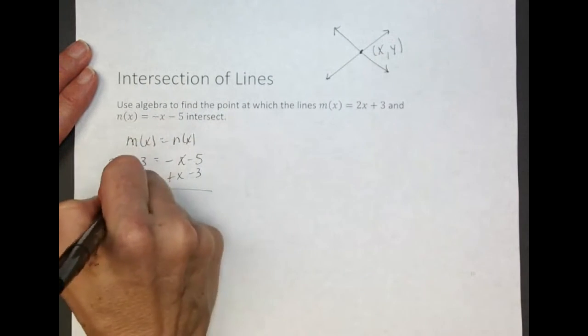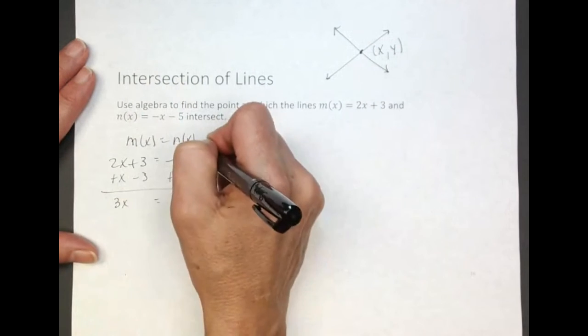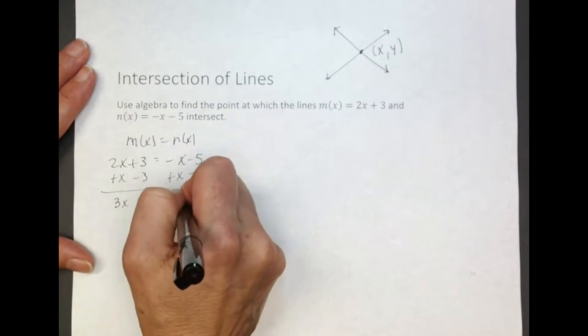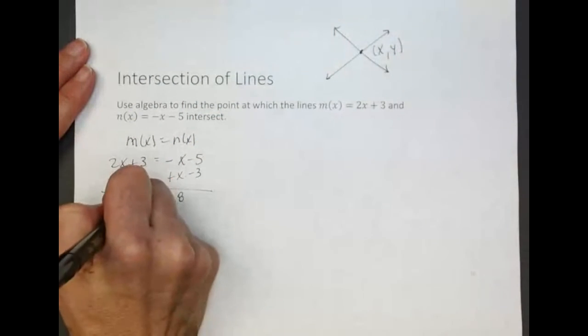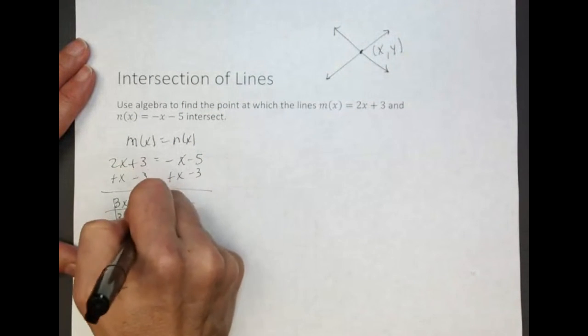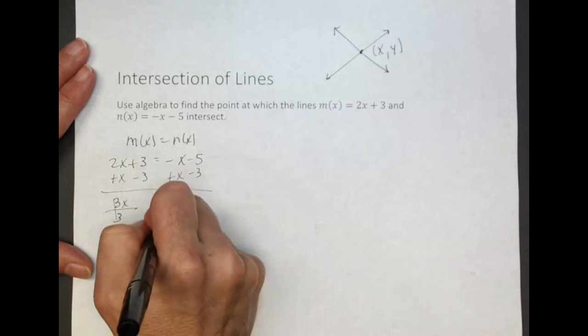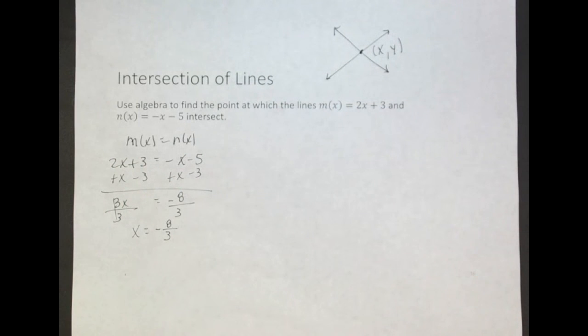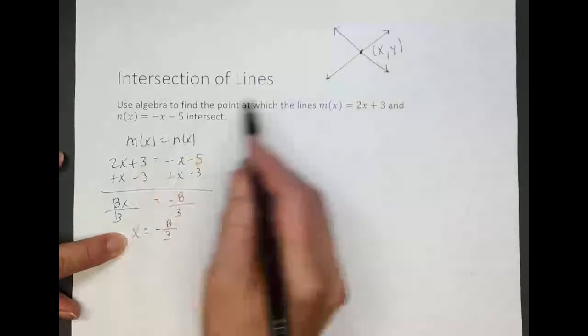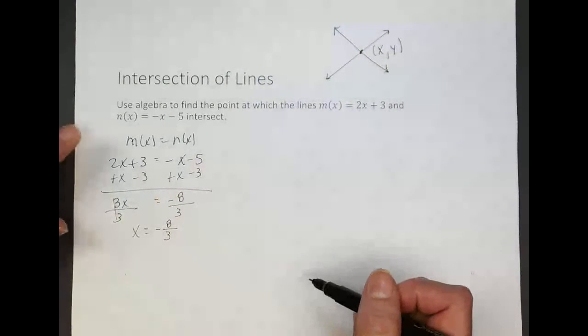So 2x plus x is 3x. That'll be equal to negative 5 minus 3, which is negative 8. And then we'll divide both sides by 3. So the x-coordinate at that point is going to be negative 8/3. Okay, negative 8/3. And how do we find the y-coordinate? Just plug that negative 8/3 into any of these equations.